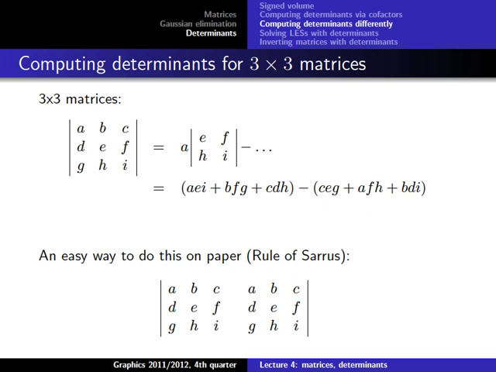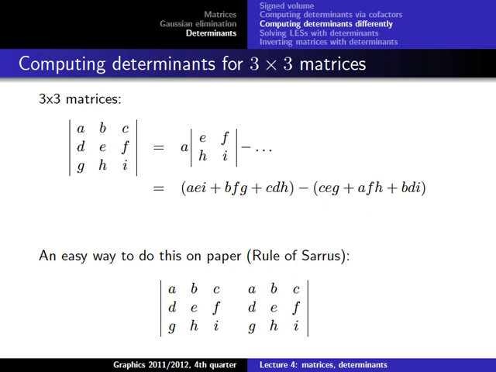And of course now you could just try to learn and remember that formula, but there is also a good trick to remember it, or to do it on paper, which is called the rule of Sarrus, I think it's pronounced. He was a French mathematician. I don't speak French, but I think it's Sarrus.